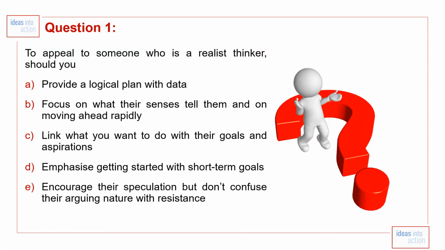To appeal to someone who is a realist thinker, should you A. Provide a logical plan with data, B. Focus on what their senses tell them and on moving ahead rapidly, C. Link what you want to do with their goals and aspirations, D. Emphasize getting started with short-term goals, or E. Encourage their speculation but don't confuse their arguing nature with resistance. Which one of those would appeal to a realist thinker?